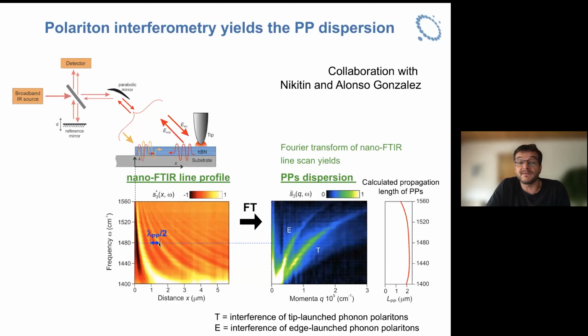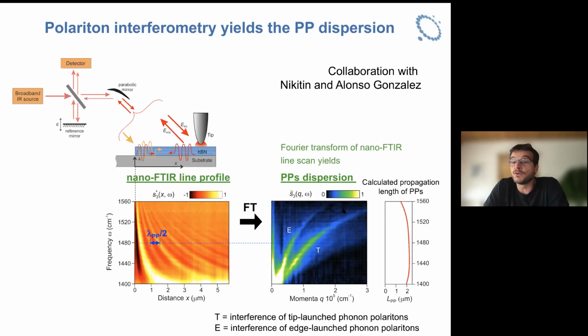This fringe spacing here is half the polariton wavelength, as I explained before. If you go to higher frequencies, we see that the fringe spacing, and thus the polariton wavelength, decreases. This is just because the frequency increases here, and the momentum of this polariton becomes larger, as I explained before. Now, in order to get the experimental dispersion out of these measurements, it's rather simple. We just perform a Fourier transform along the horizontal direction here, and we immediately get the dispersion. And the dispersion is shown here.